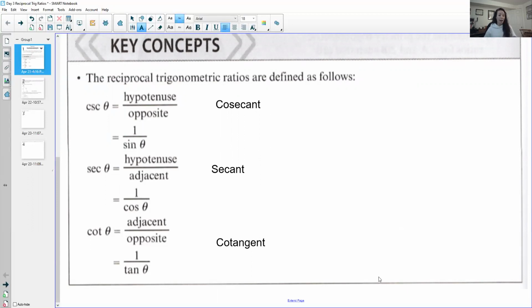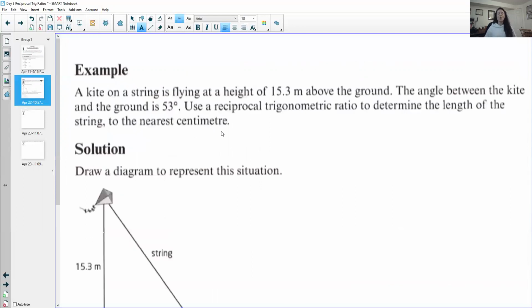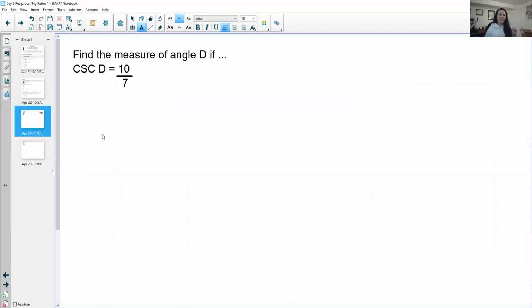So we have our primary trig ratios and then our reciprocal trig ratios. So you've got these 3 new ones that you have to know and memorize and that we're going to use, okay? Again, if you're making that study formula, I would have them on it. Okay, there is a word problem. I want to get to these ones first.